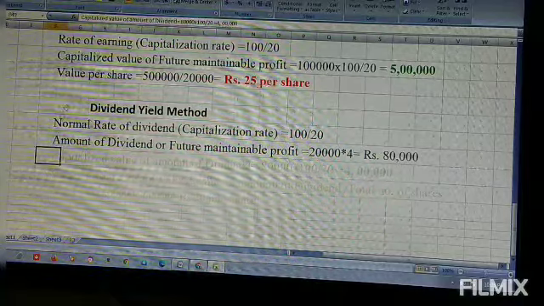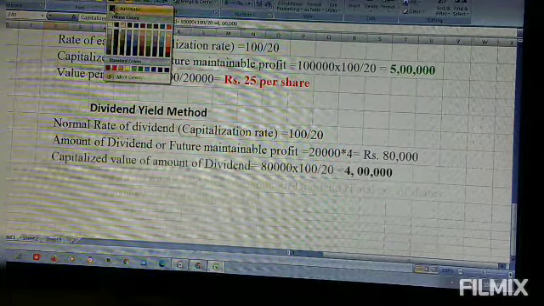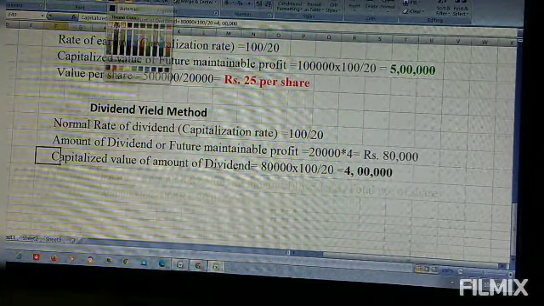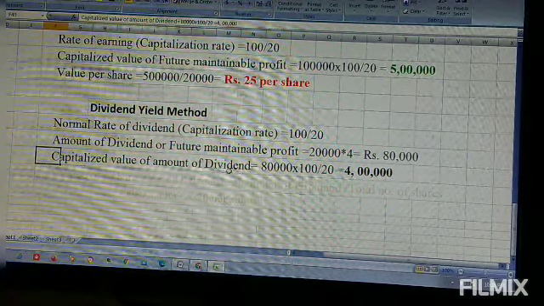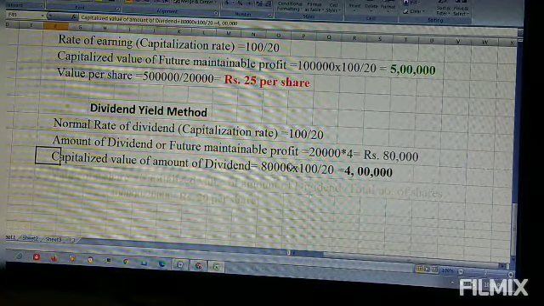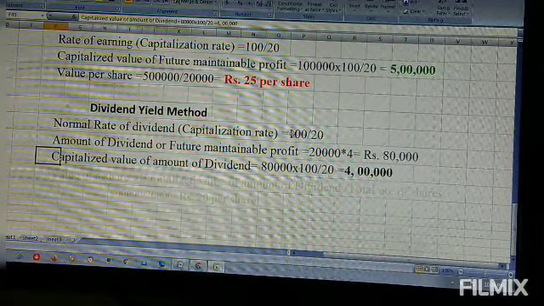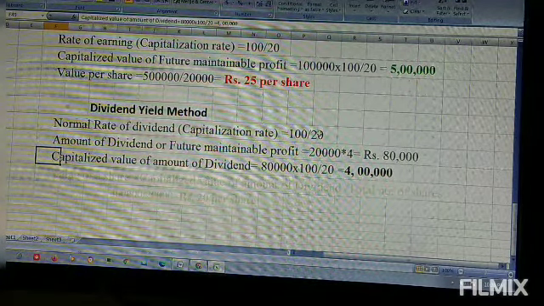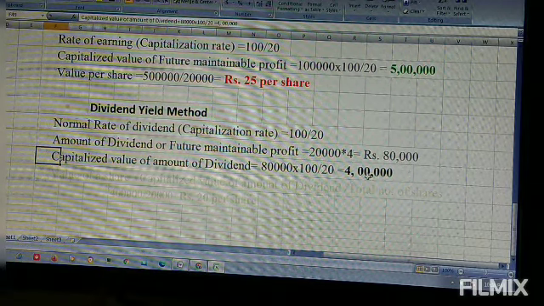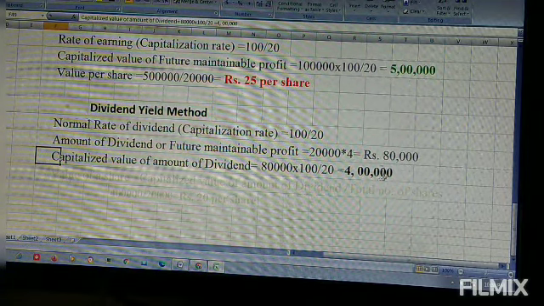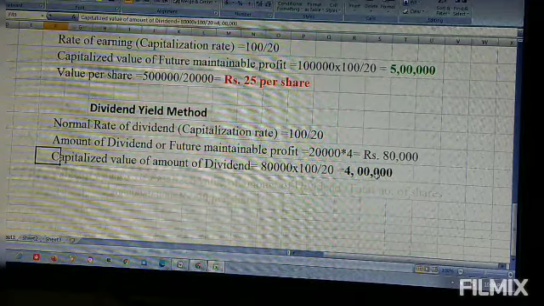Capitalized value of amount of dividend. What is your profit as per this dividend? It is only 80,000. What is your capitalization rate? 100 by 20. So your capital here, as per this, is 4 lakh.